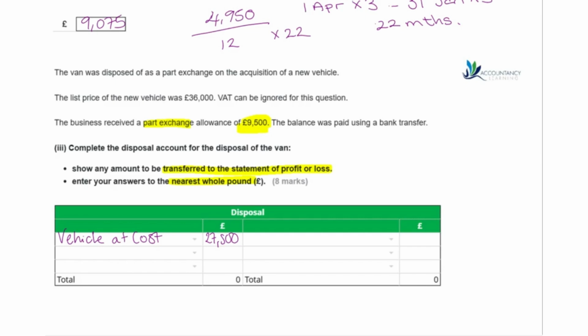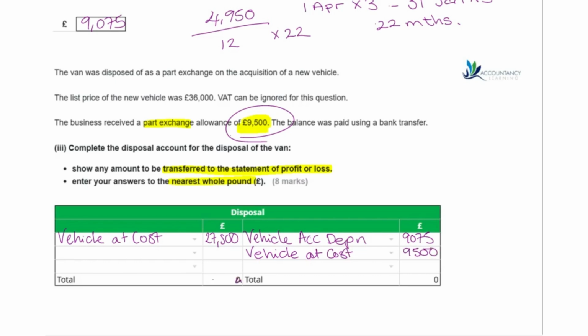Then next we need to take out the accumulated depreciation. So that's sitting as a credit in the accumulated depreciation account. So we would debit that and credit the disposal account. And that was our 9,075 that we've just worked out. Now we need to take into account this 9,500 that we've got on the part exchange. So that's going to be a debit in the vehicle cost account because that's part of the new cost of the new vehicle. And it will be a credit in the disposals account.